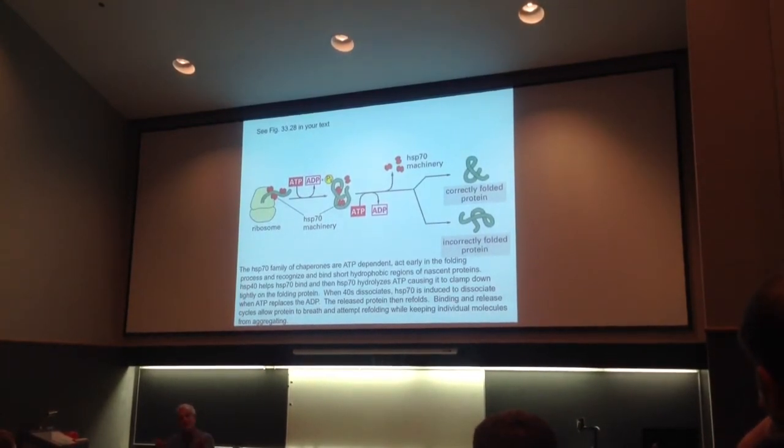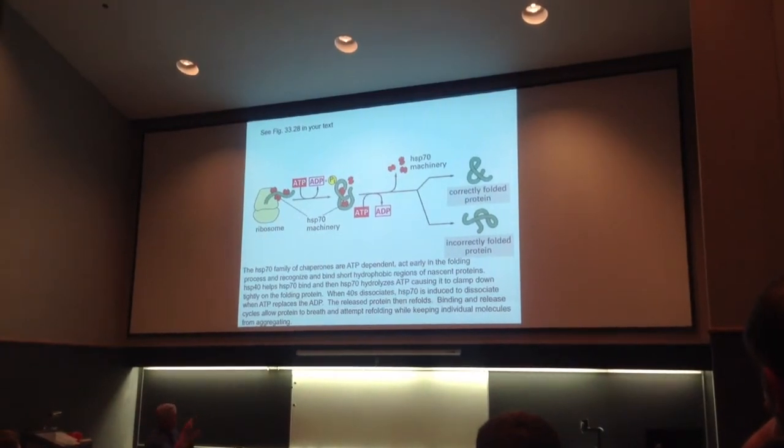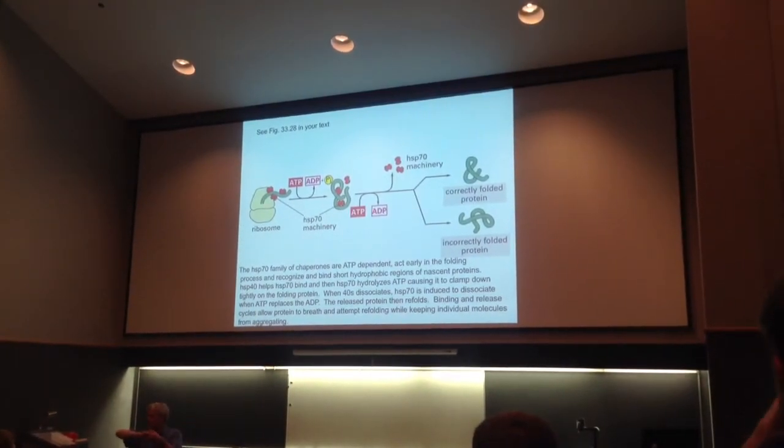But even then, when they come off and two hydrophobic regions come together, it may be the wrong ones. And there are hydrophobic regions all over the protein. These guys come off and two of them go like this. So what happens? HSP70 binds again, right? And it causes them to release.